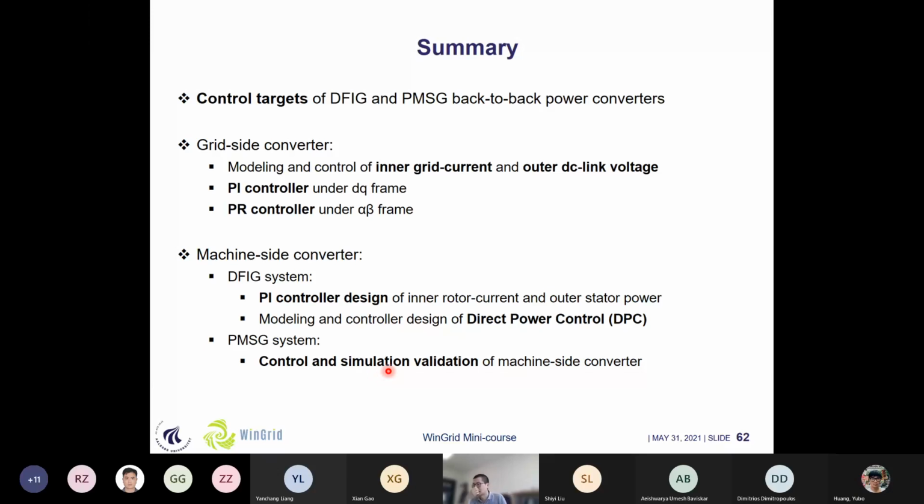Yeah, so this is the part on vector control in terms of the PI controller. Any questions for this part right now?